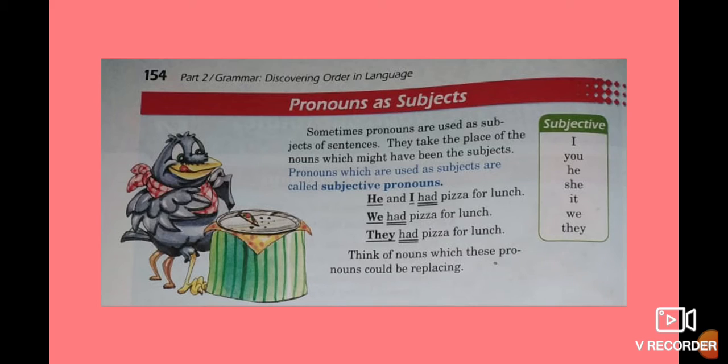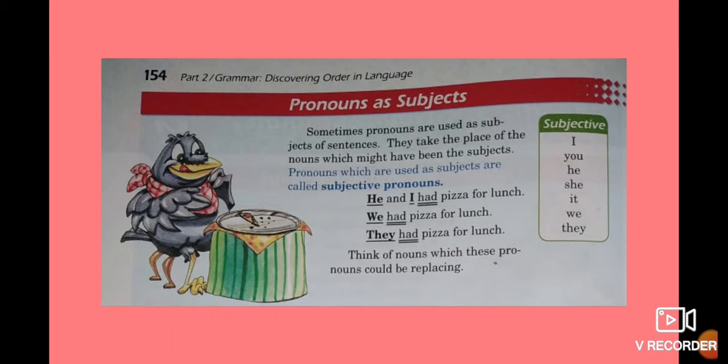Had pizza for lunch. And if you notice, we use two pronouns, he and I. We had pizza for lunch. In that case, we use only one pronoun, we, as the subject of a sentence. They had pizza for lunch. In that case, they is the pronoun.